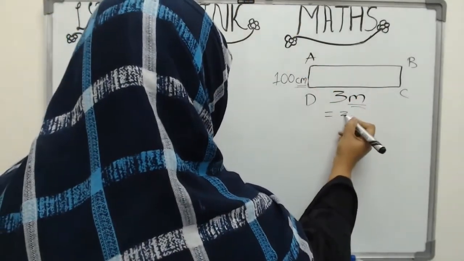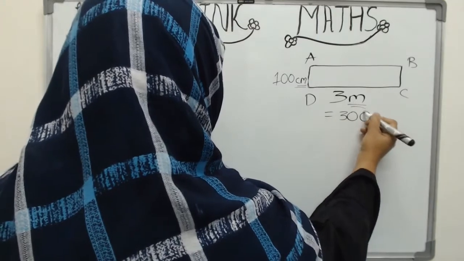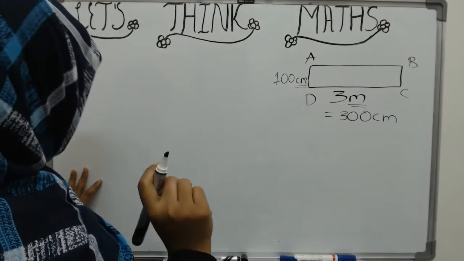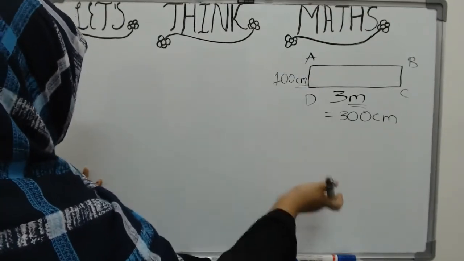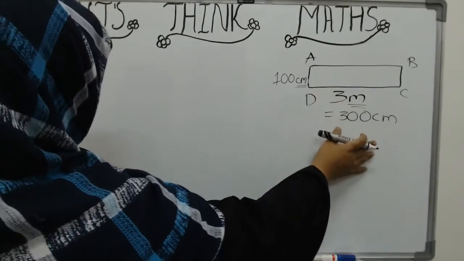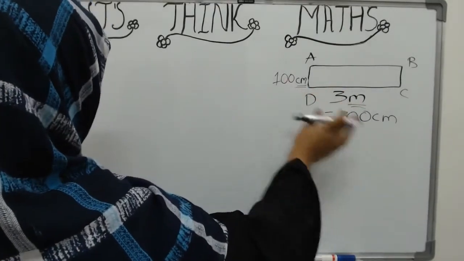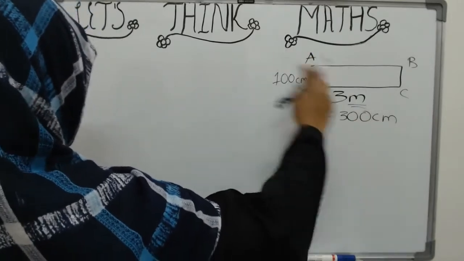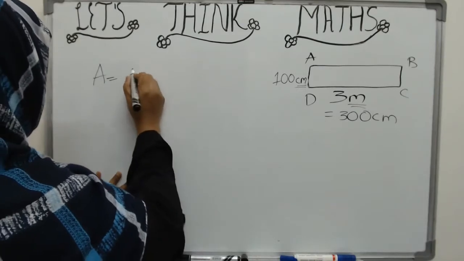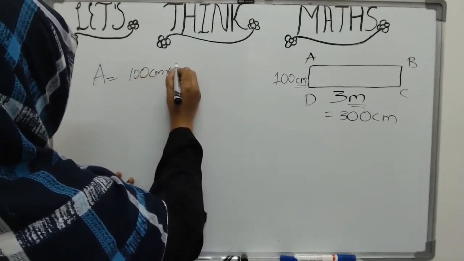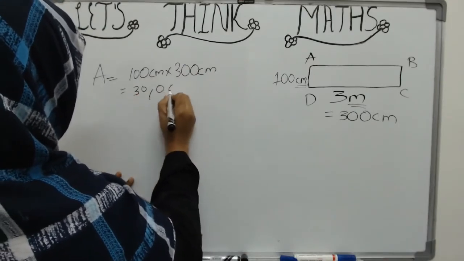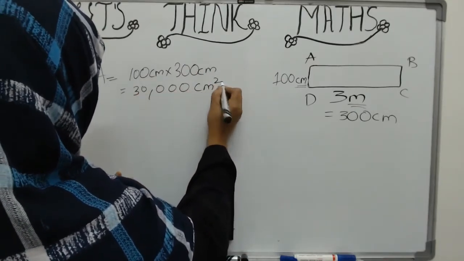You can convert whichever you want, either centimeter into meter or the other way around. I will convert this. So 3 meters is 300 centimeter. Now you can find the area. So make sure, if you are doing this in your class or for your exam, whenever you get such questions, that the units are the same. Make them into the same unit. So area is L into B, which is 100 centimeter into 300 centimeter, which is actually 30,000 centimeter square. Do not forget the unit.